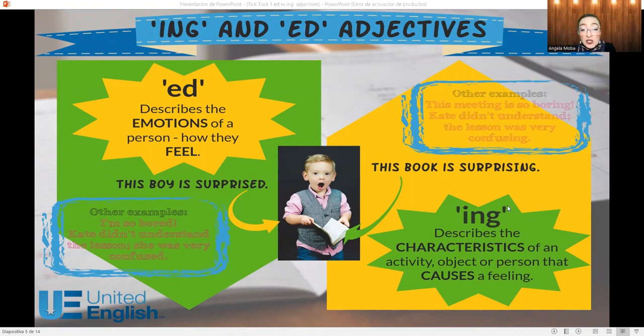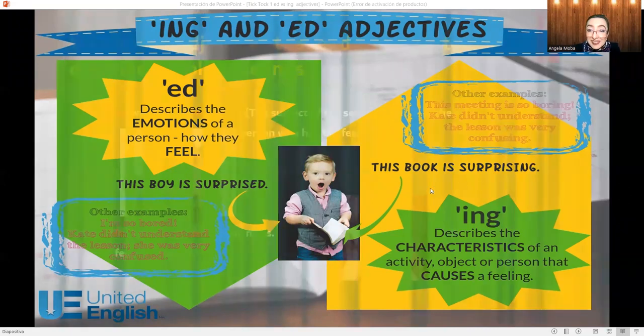On the other hand, we have -ing adjectives that describe the characteristics of an activity, object, or person that causes that feeling. For example, this book is surprising. I'm not talking about the feeling that the boy is feeling. I'm talking about the book that is causing a feeling in the boy. Other examples, this meeting is so boring. Kate didn't understand the lesson. The lesson was very confusing. Obviously, Kate didn't understand, but I'm talking about the something external that is causing Kate that feeling.